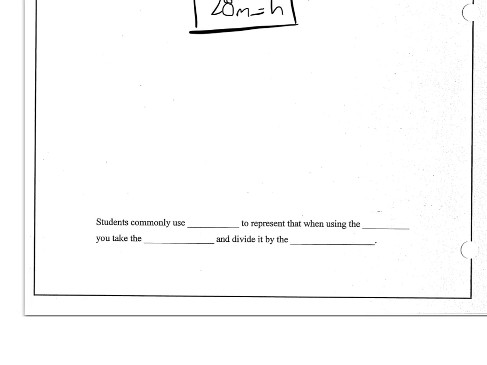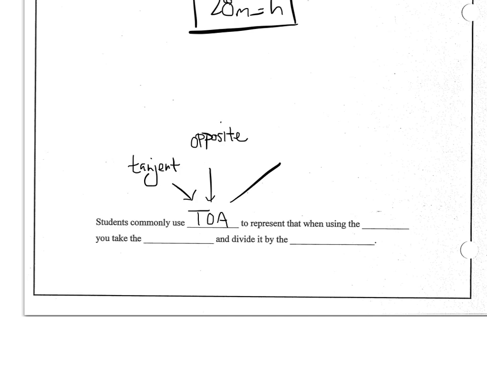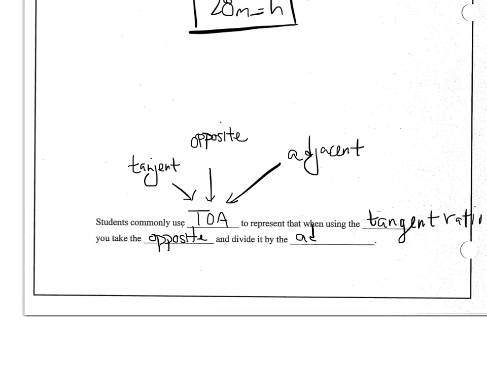If we take a look at our last sentence on this page, we see students commonly use TOA, all right, where TOA is tangent, opposite, and adjacent, to represent that when they use the tangent ratio, you take the opposite and divide it by the adjacent sides.